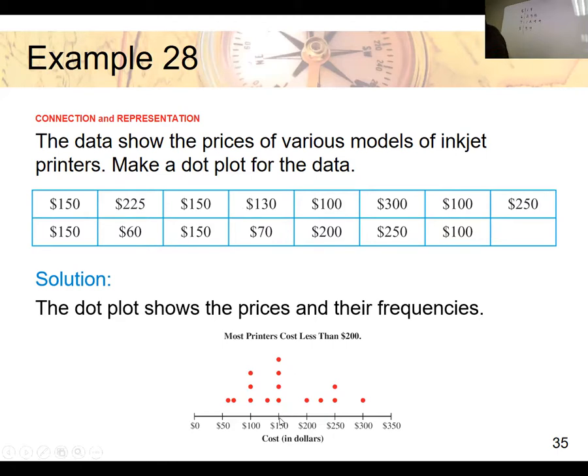Well, you see, with this 150, there are 4 dots here. So if you look here, 150 is listed 4 times in this data set. $100 here, that's there 3 times. And this dot right here is probably 70 because this one is 60. They're close to each other. So it's pretty much just an illustration of how a dot plot can be used.